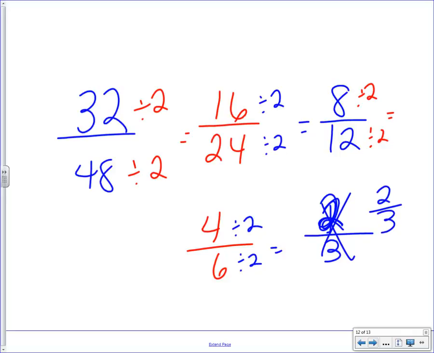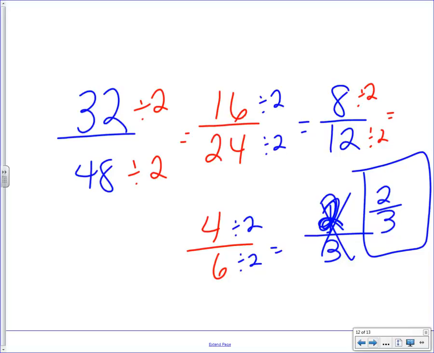Well, 2 and 3 are both prime numbers, and it does not look like I can break this down any further. And so this will be my final answer. Now, looking back, I can see that 16 is the number that would have gone into both of those evenly. So if I divided 32 by 16, I would get 2. If I divided 48 by 16, I would get 3.